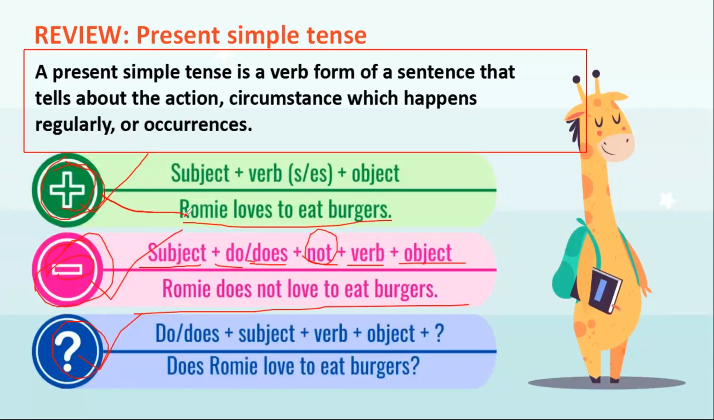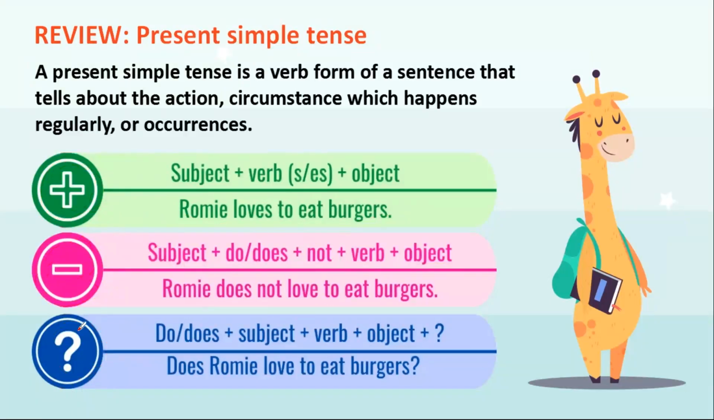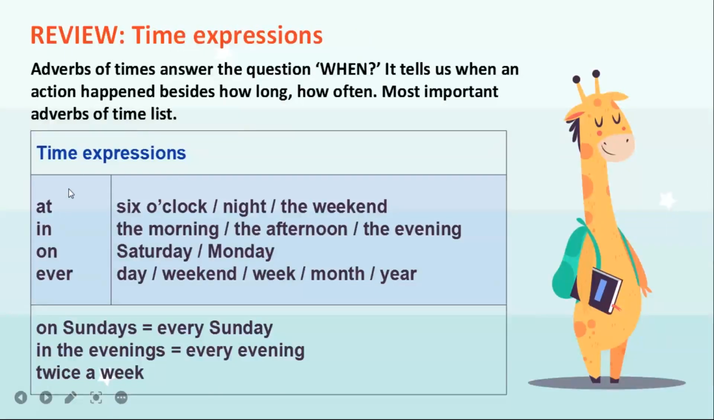Just like this one. What's your example? Jack loves to play games. Very good. Jack loves to play games. How about for negative one? Jack does not love to play games. Very good, Kim. Okay, so now let's review time expressions.